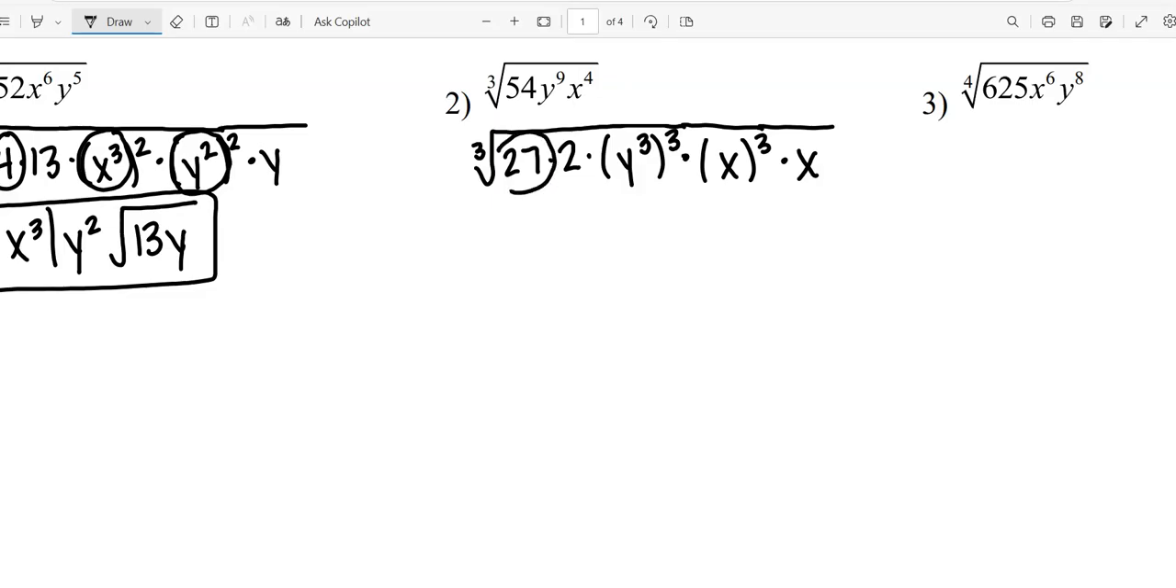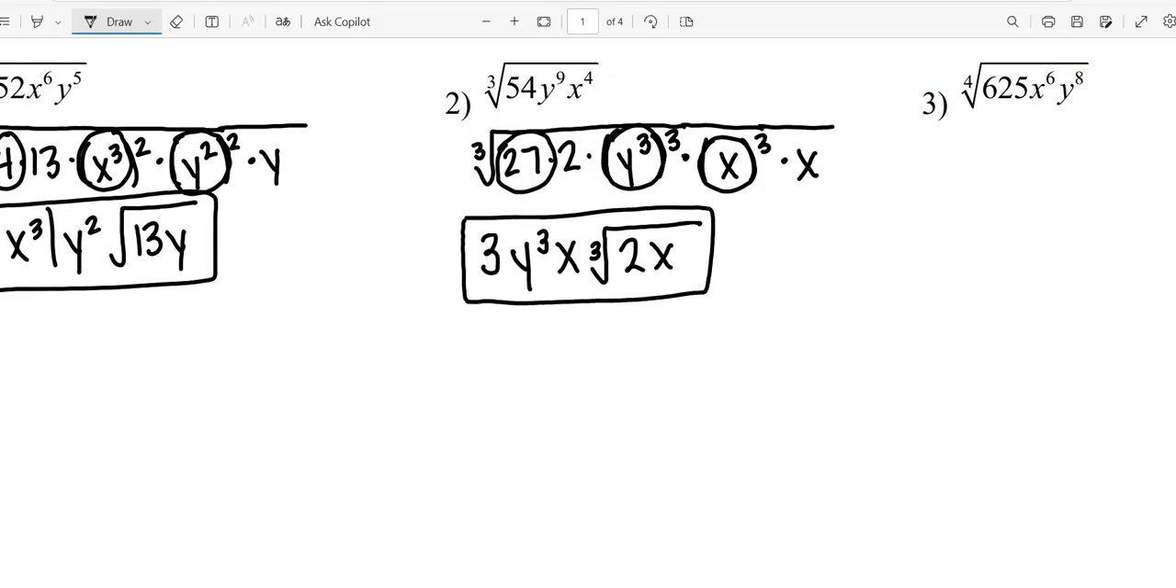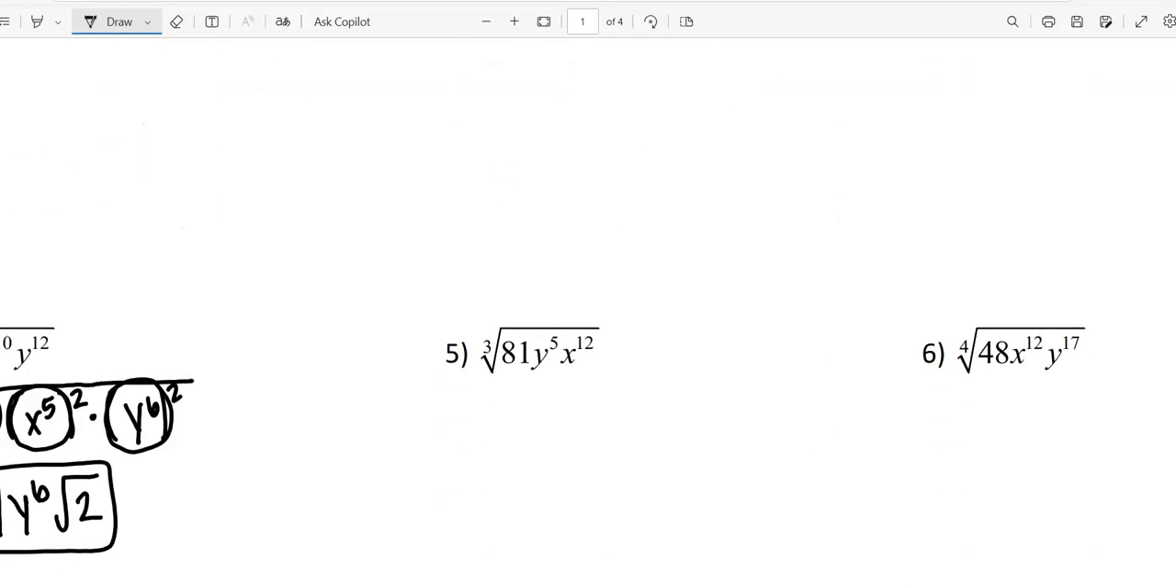So my cube root of 27 is going to come out as a 3. The cube root of y cubed is going to be y. Do I need absolute value bars? No, because you can take the cube root of negative numbers. So you don't need absolute value bars here. And then the cube root of x cubed is just going to come out as an x. And what does that leave me with underneath? The cube root of 2x. Good. Questions on number 2?